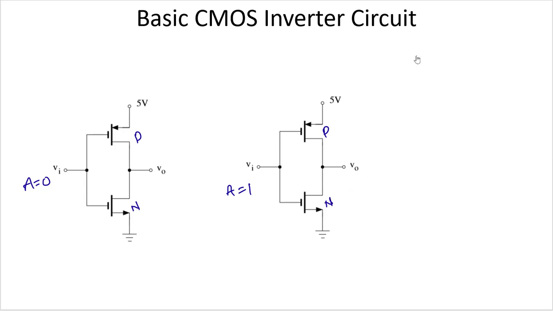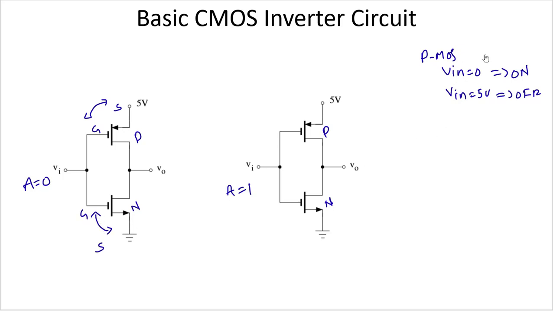So for simplicity, the switching action of PMOS transistor is when Vin is 0, it will be on. When Vin is 5 volts, it will be off, because this is your source and this is your gate. This will be VGS for the PMOS transistor and this is VGS for the NMOS transistor. So when Vin is 0, your VGS becomes minus 5 volts. When Vin is 5 volts, VGS becomes 0 volts.